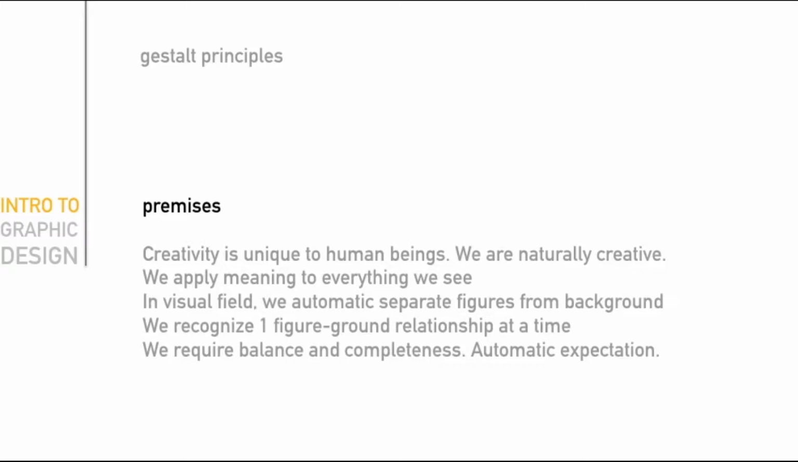We are not wired, we're not created to truly multitask. We're not created to truly see more than one thing at a time. Another premise about gestalt principles and design theory is that balance is a requirement. Balance, excellence, wholeness, completeness, those are all interrelated, and we automatically expect things to be balanced and things to be complete. The reason is we need things that way.